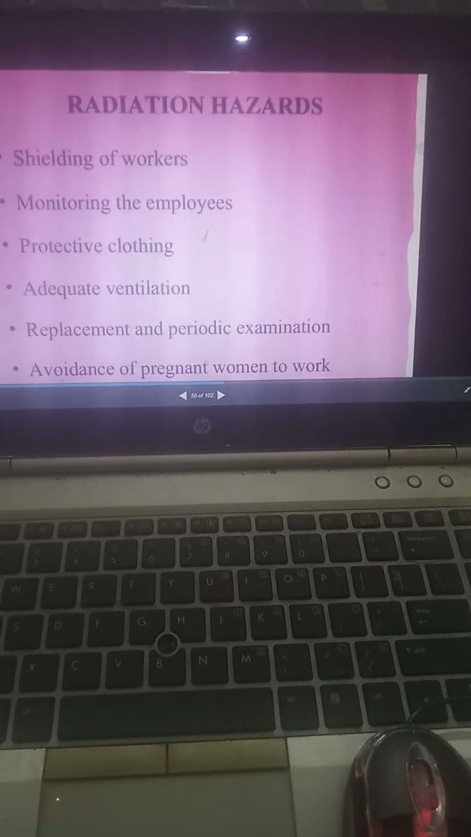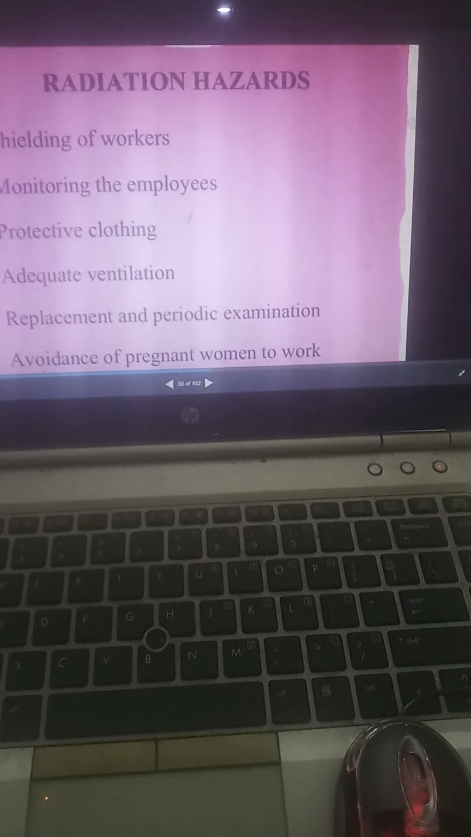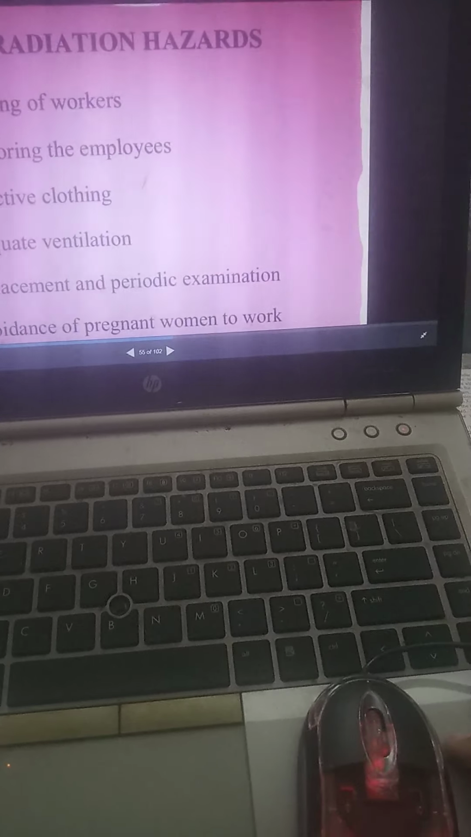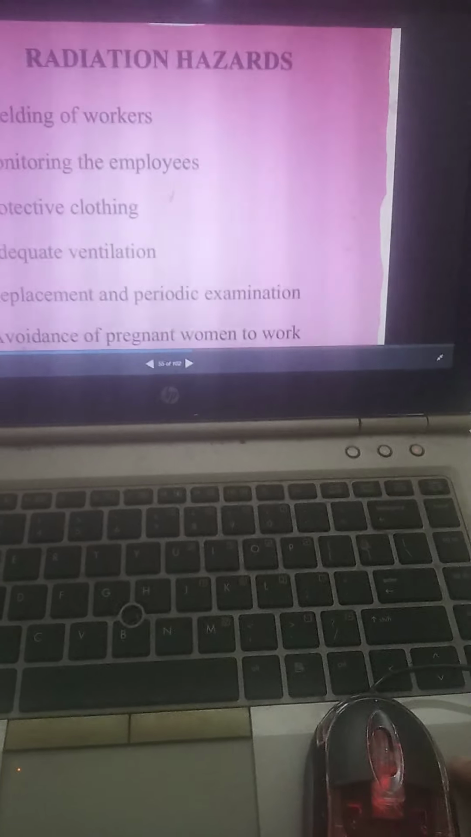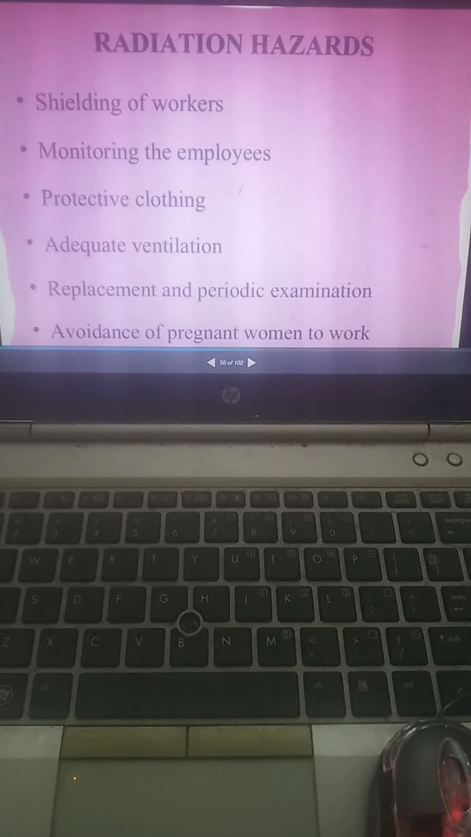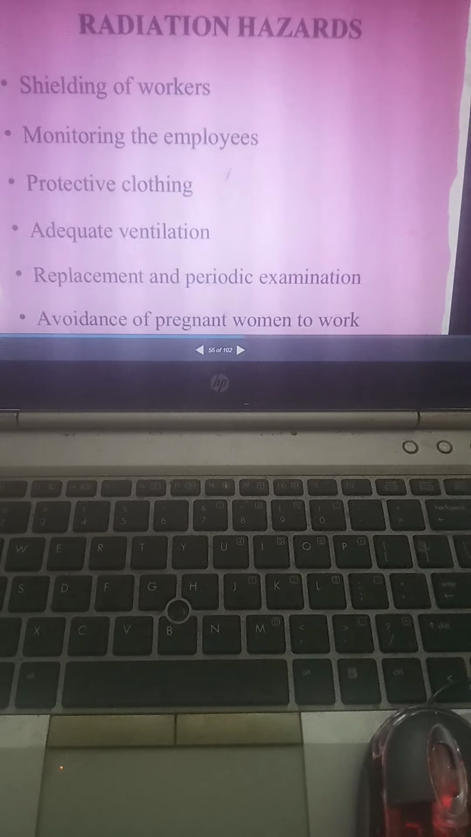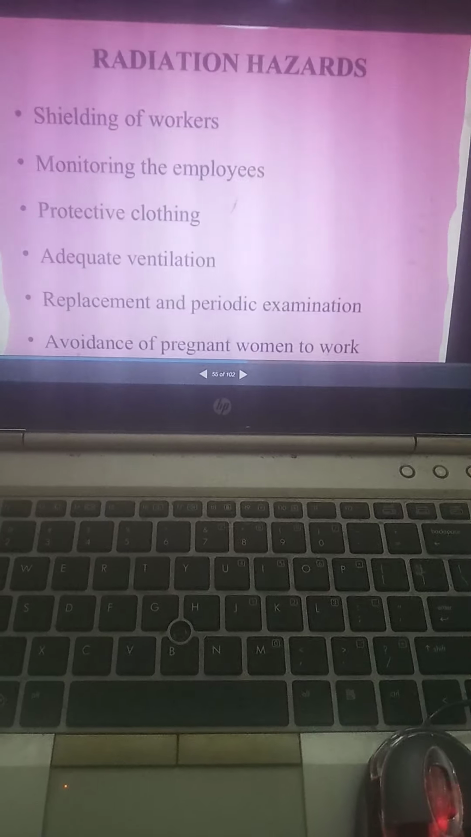Then you can frequently monitor the employees for the adverse effects of radiation. Protective clothing and adequate ventilation are important. Replacement and periodic examination. Pregnant women should avoid going near such work because it can be potentially hazardous for the newborn child.